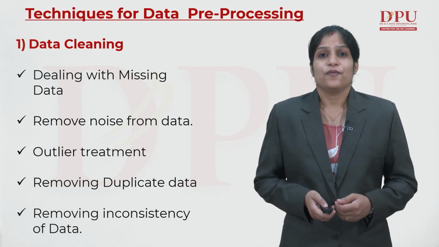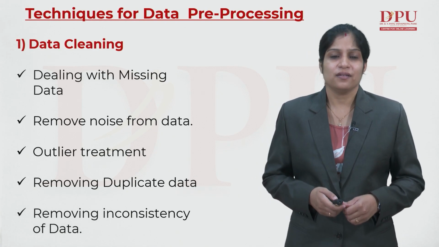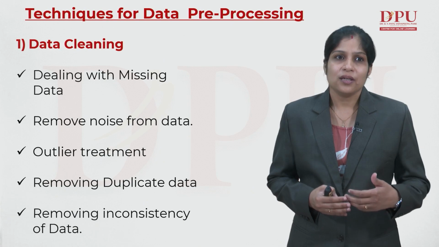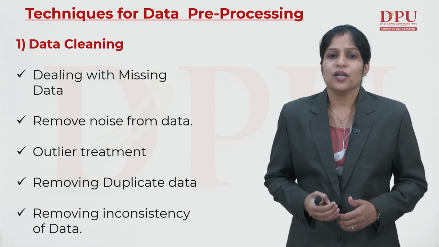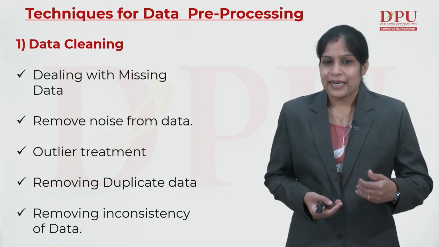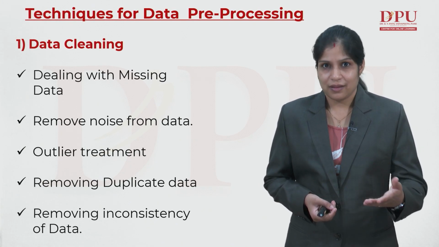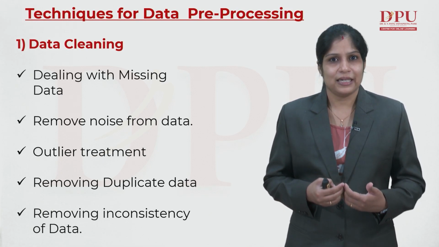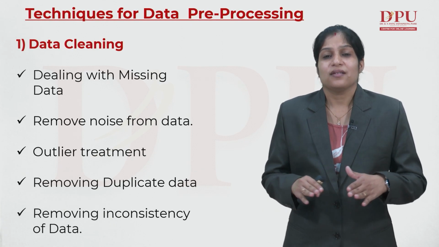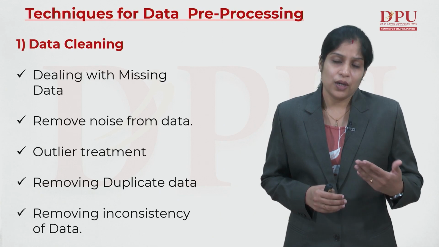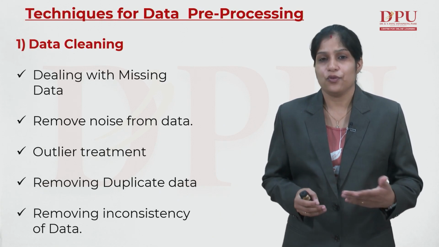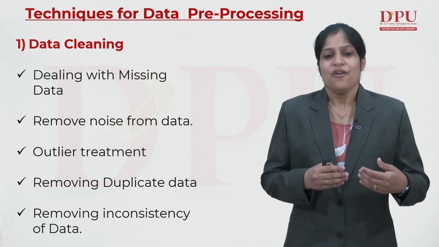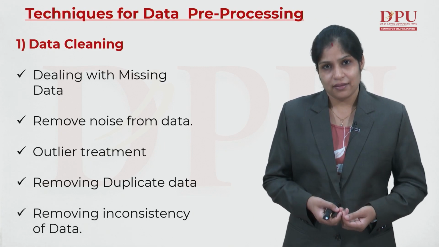Next is techniques for data pre-processing. The very first is data cleaning. Data cleaning is also a part of data pre-processing. Here we try to identify the missing data or values, that is null values. We remove the noise from the data, that is repetitive values. We have to remove the duplicate data and make our data set consistent. Then we have to give proper treatment for outliers. We have to remove the redundant data, and after removing the redundancy from our data set, we have to bring our data into a consistent stage.